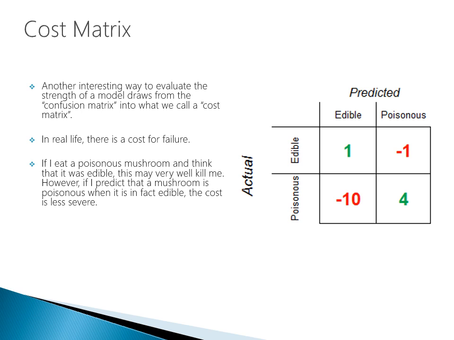For example, if I eat a poisonous mushroom and I think that it was edible because my predictive model told me it was edible, well, this is going to kill me. And that's really bad. The cost is extremely high for being wrong. However, if I predict that a mushroom is poisonous when it is in fact edible, well, the cost is less severe. Maybe I lose out on a tasty meal, but I'm not dead from my other prediction.